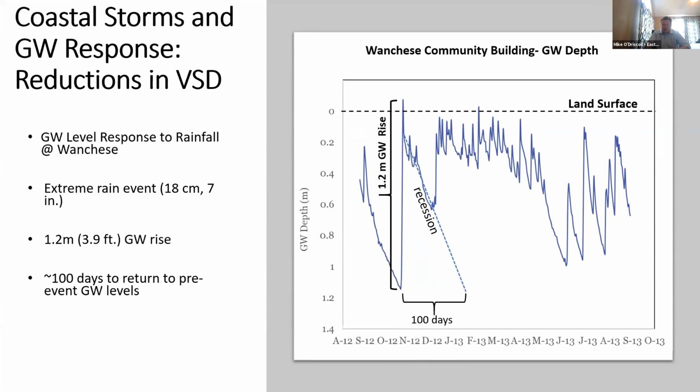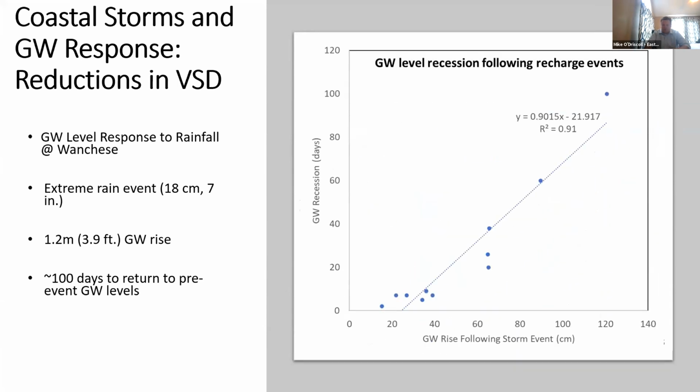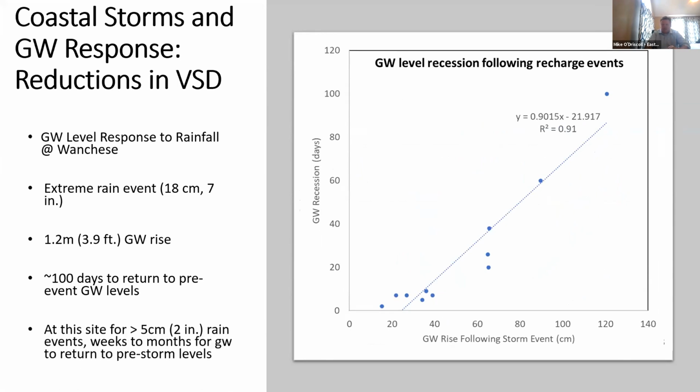for that groundwater to recede. And so when we look at this site over time for some of the large rain events, anything over 2 inches or 5 centimeters, we could see that in general, it takes weeks to months for the groundwater levels to return to pre-storm levels. So that would indicate that systems would not be functional for some period of time after these storms.